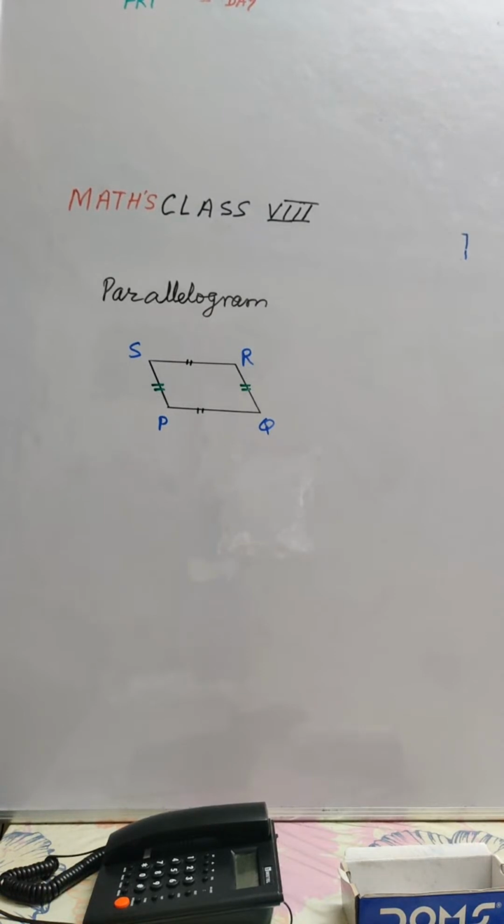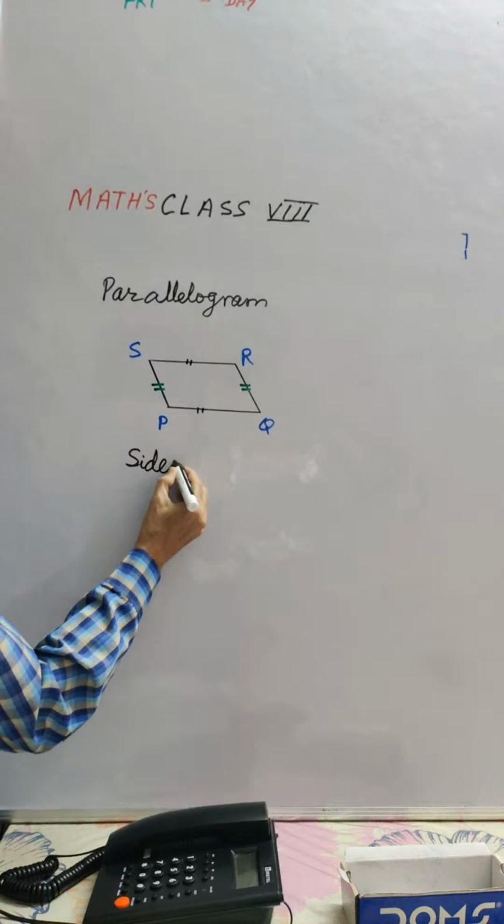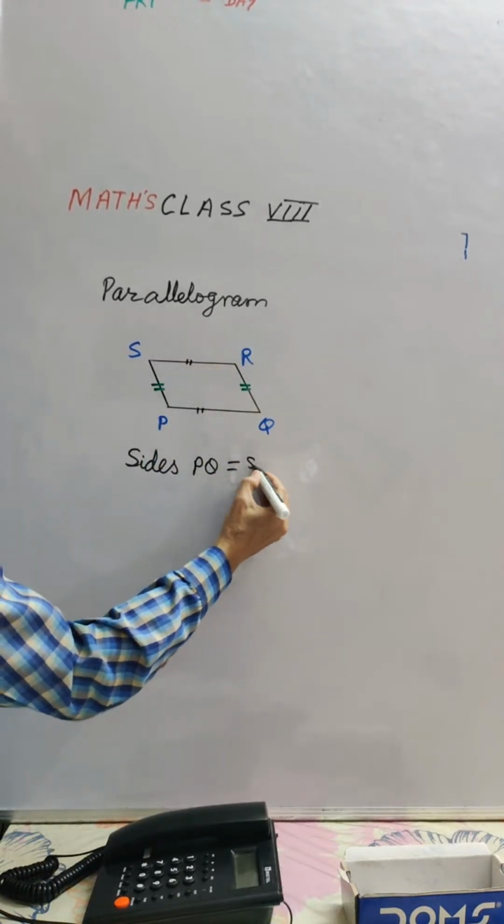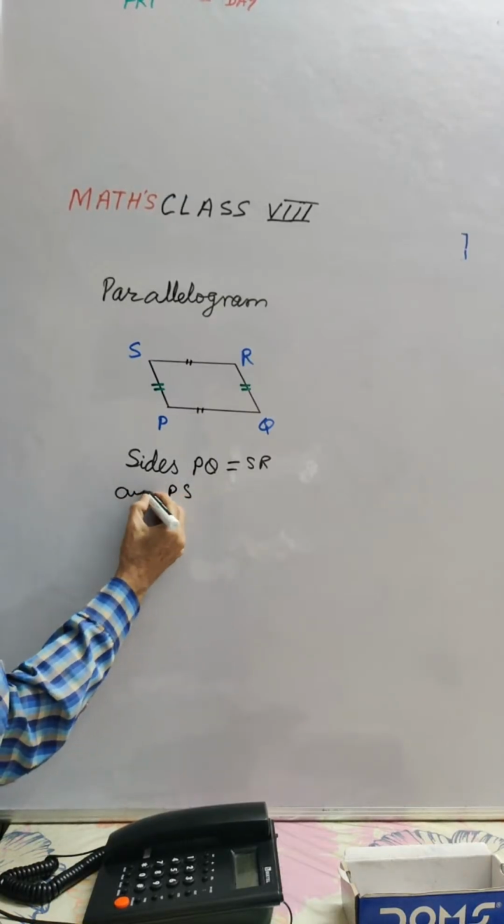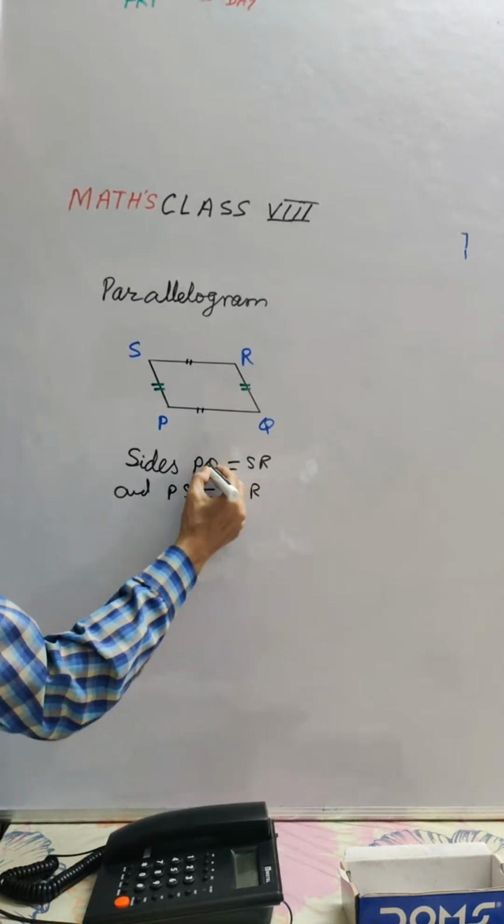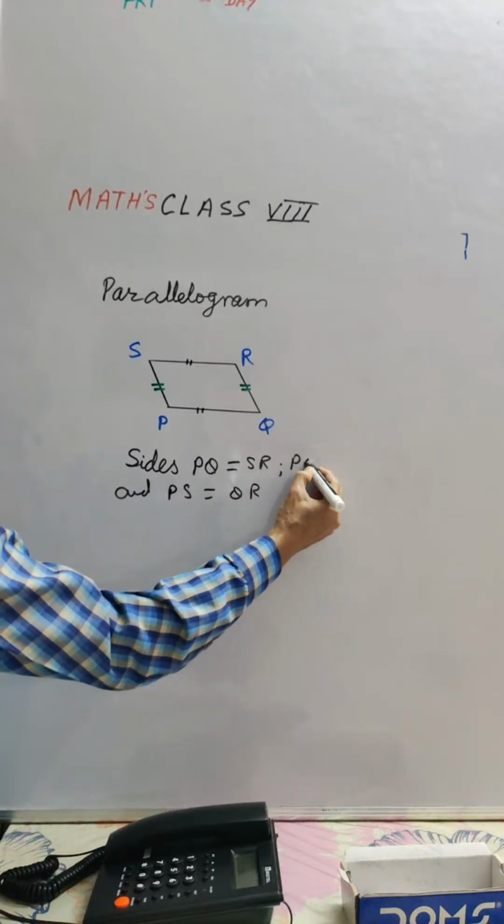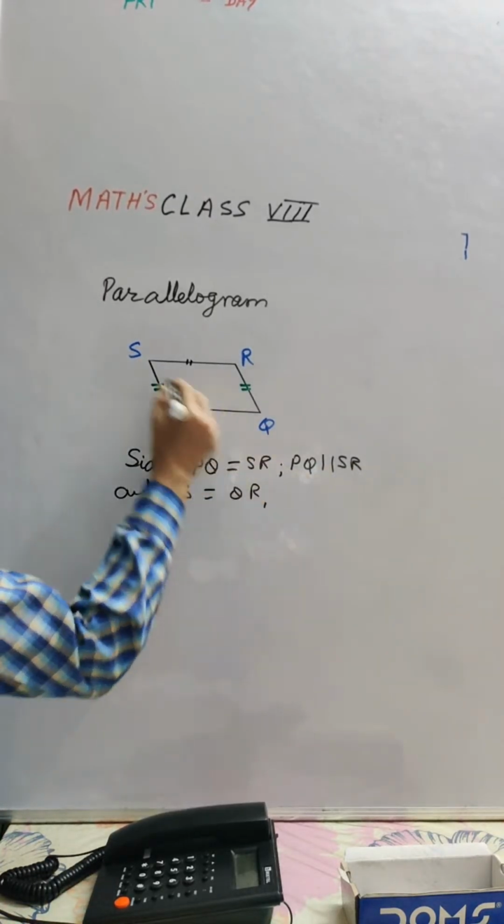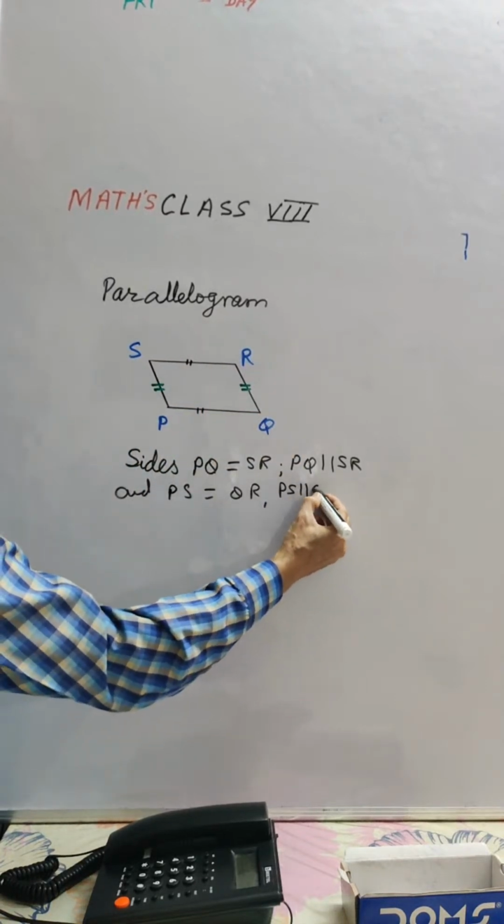So, here there is a parallelogram on our whiteboard, and the sides of the parallelogram PQ, the opposite sides are equal. PQ is equal to SR, and PS is equal to QR. PQ is parallel to SR also, and PS is parallel to QR also.